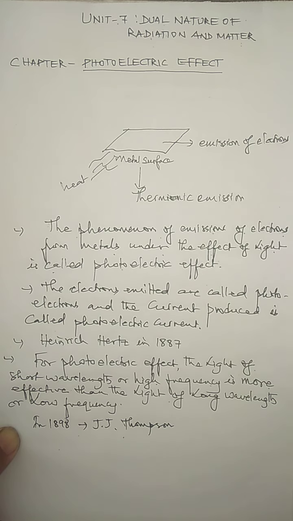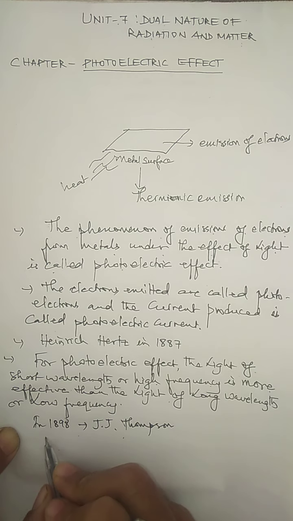When he performed the experiment, he observed that when light falls on a metal surface, some electrons are emitted from the surface. According to J.J. Thomson, the particles which come out from the metal surface are nothing but negatively charged particles called electrons. This electron emission from the metal surface makes the current flow in the circuit.